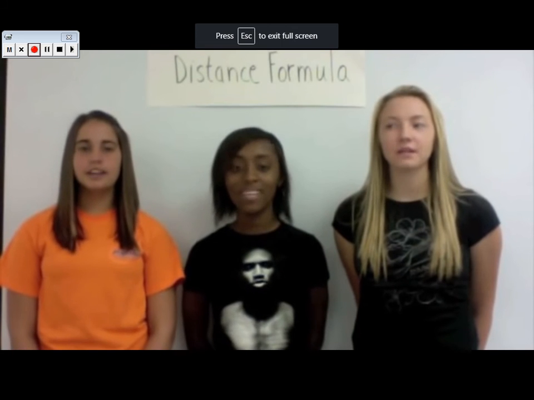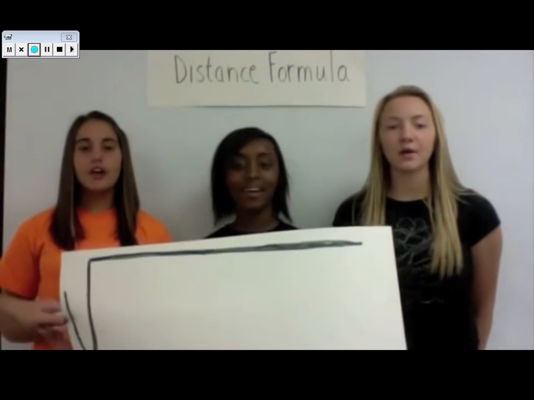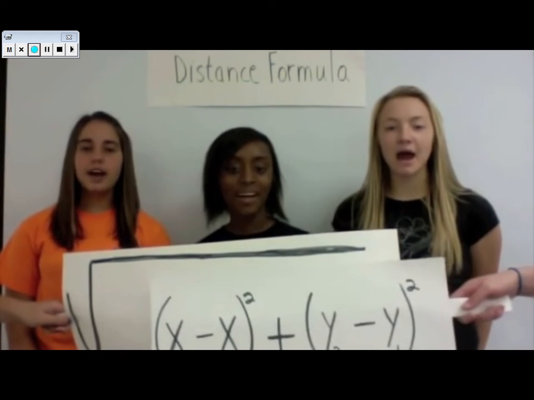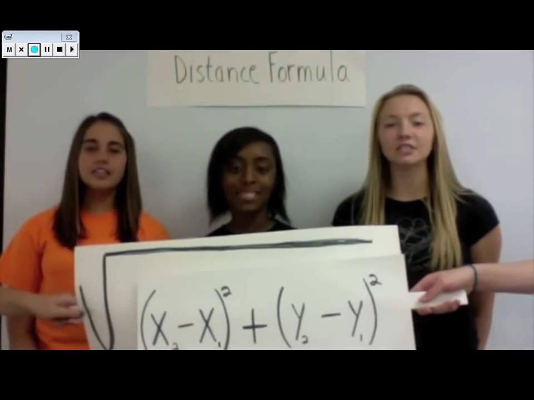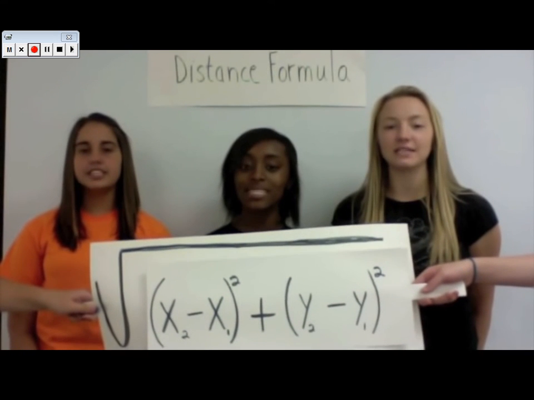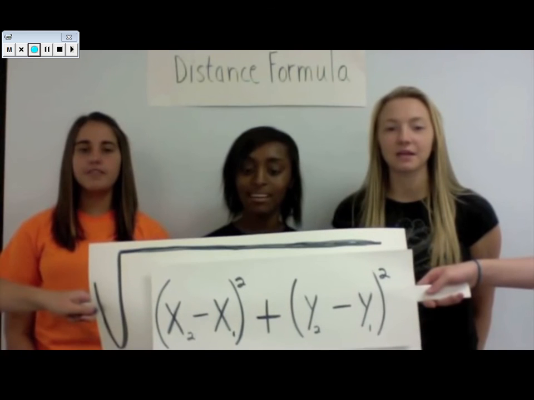Distance formula, square root, x2 minus x1 squared plus y2 minus y1 squared. Add squares together and take the square root. It's distance formula.